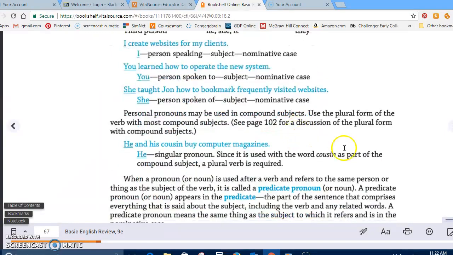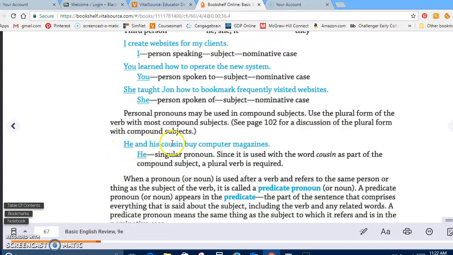Some examples here, as your book shows you. I create websites for my clients. I is the person speaking, that is the pronoun. It's in the subject. You learned how to operate the new system. You is the pronoun, and it is in the subject. Learned is the verb, so this is the subject.